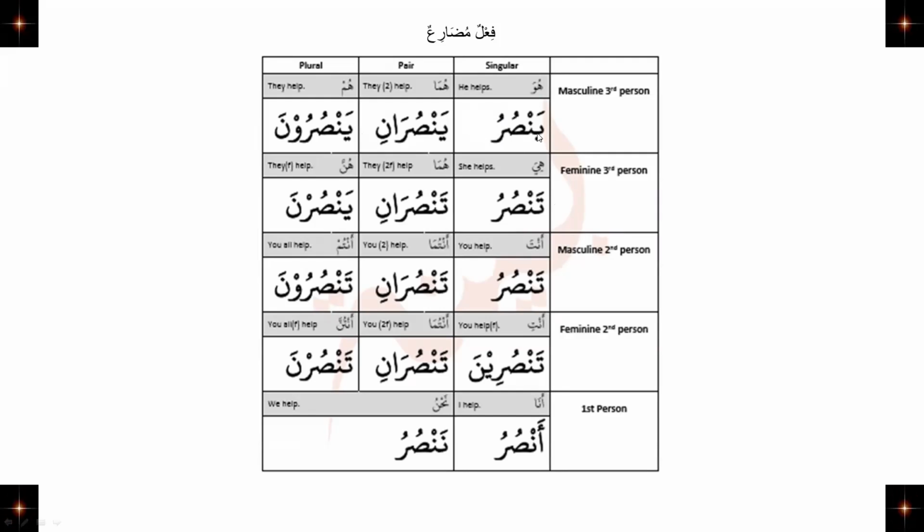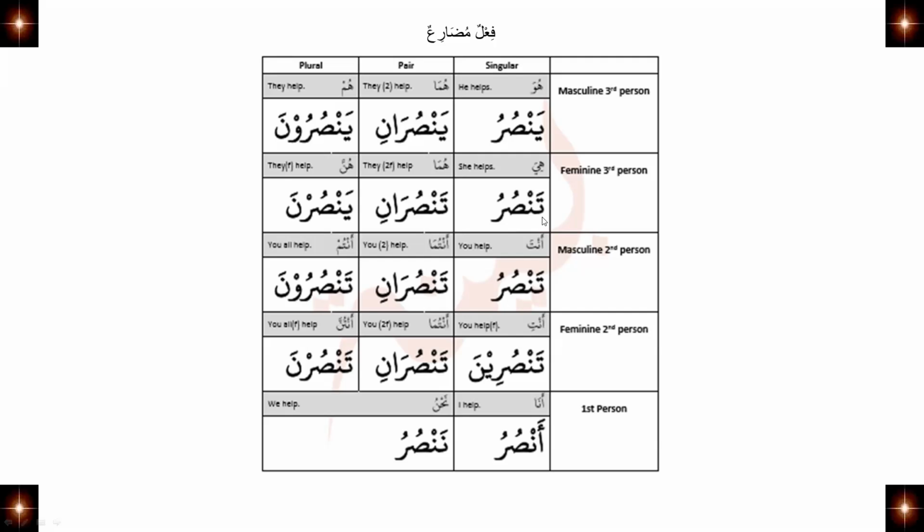What is lightest? Lightest means jazm, majzoom. Light means mansub. So when we say fi'l mudhari mansub, it means fi'l mudhari light. Marfu, it is fi'l mudhari normal. And then majzoom, fi'l mudhari lightest. These are the terminologies we use in this particular course.